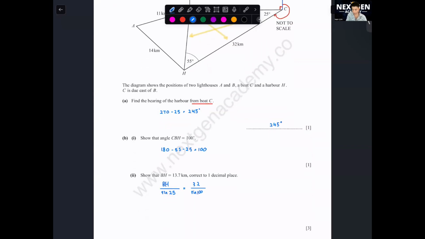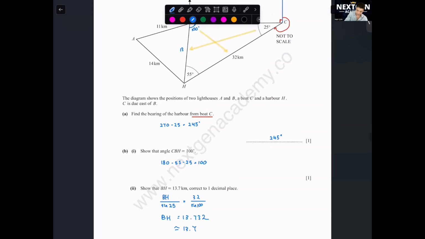Remember, when they ask you to show that, you write down the original value first. So 32 over sine 100, you multiply by sine 25. 32 divided by sine 100, you multiply by sine 25. BH is equal to 13.732, which is equal to 13.7. Okay, next one.